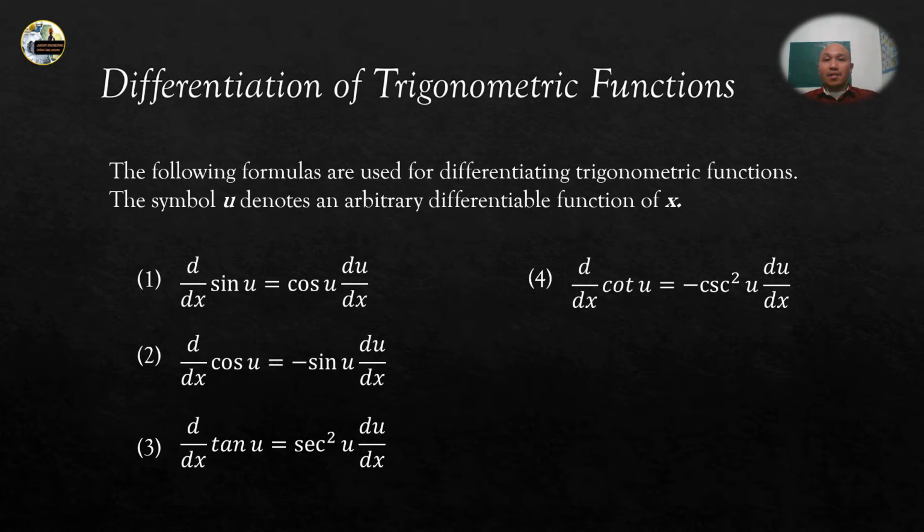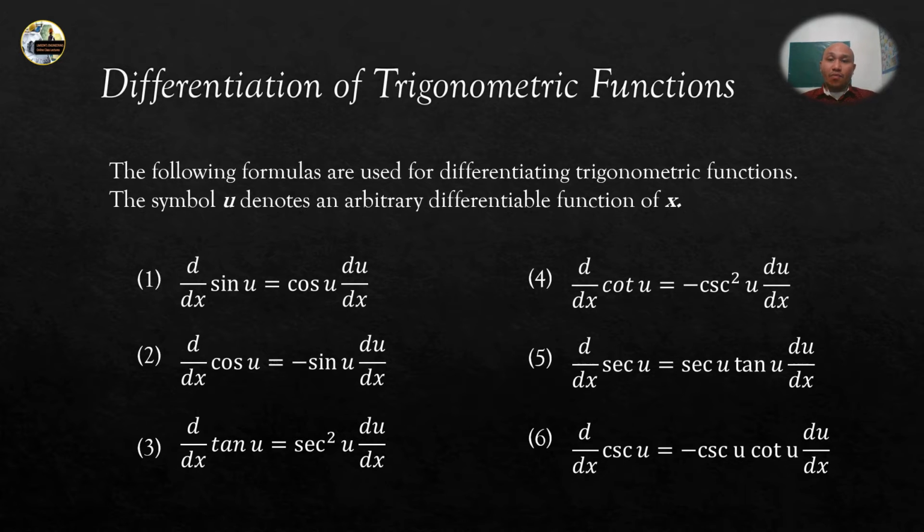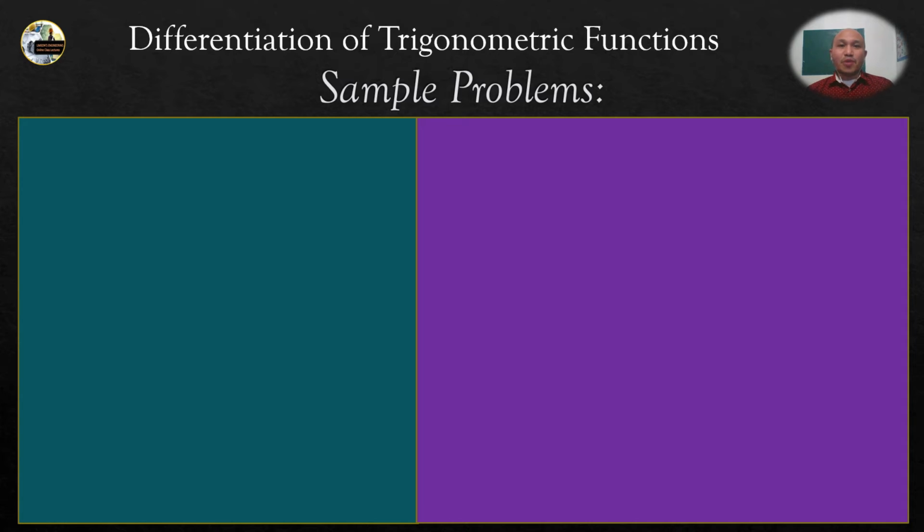For our fourth formula, d over dx cotangent u is equal to negative cosecant squared u du over dx. For the fifth formula, d over dx secant u is equal to secant u tangent u du over dx. And our last formula is d over dx cosecant u is equal to negative cosecant u cotangent u du over dx. Sample problems for differentiation of trigonometric functions.